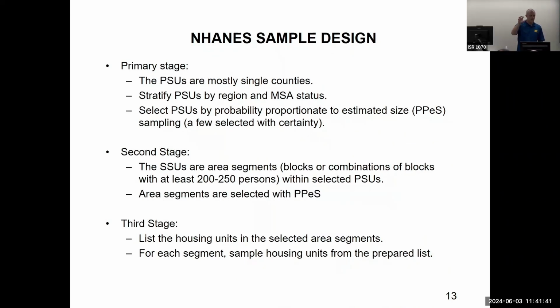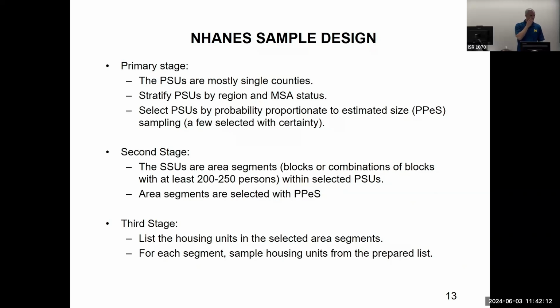Okay. Second stage, same idea. Within those counties, area segments are sampled. These are typically blocks or combinations of neighborhood blocks with at least 200 to 250 people living there. Those are the sampled area segments. Again, they're selected with probability proportionate to estimated size. Bigger segments, higher probability of selection. Yeah, so this is all clusters. So the PSUs are clusters, the area segments are clusters. All of those are clusters of elements that are sampled first before we actually sample the elements.